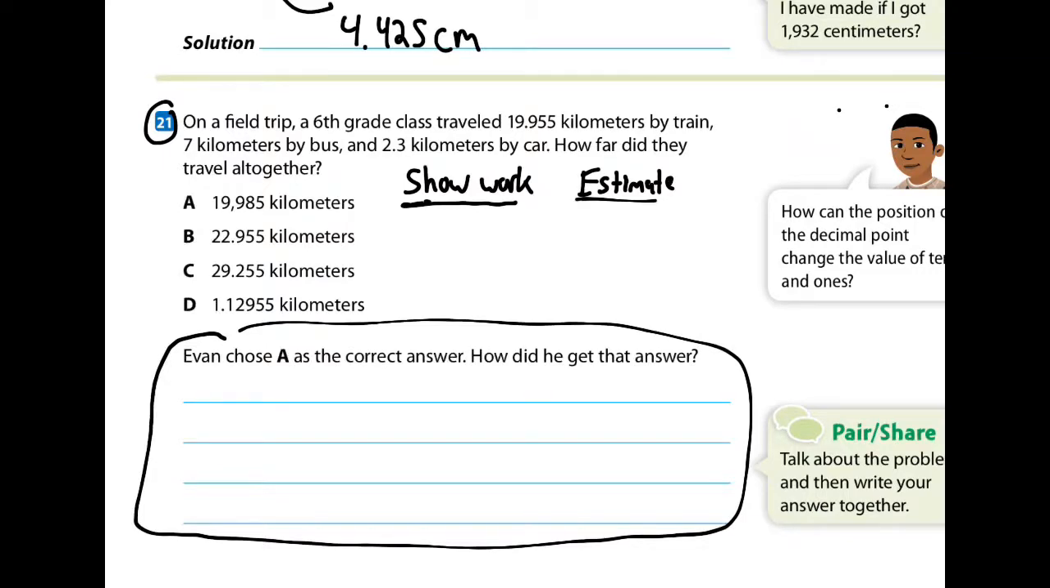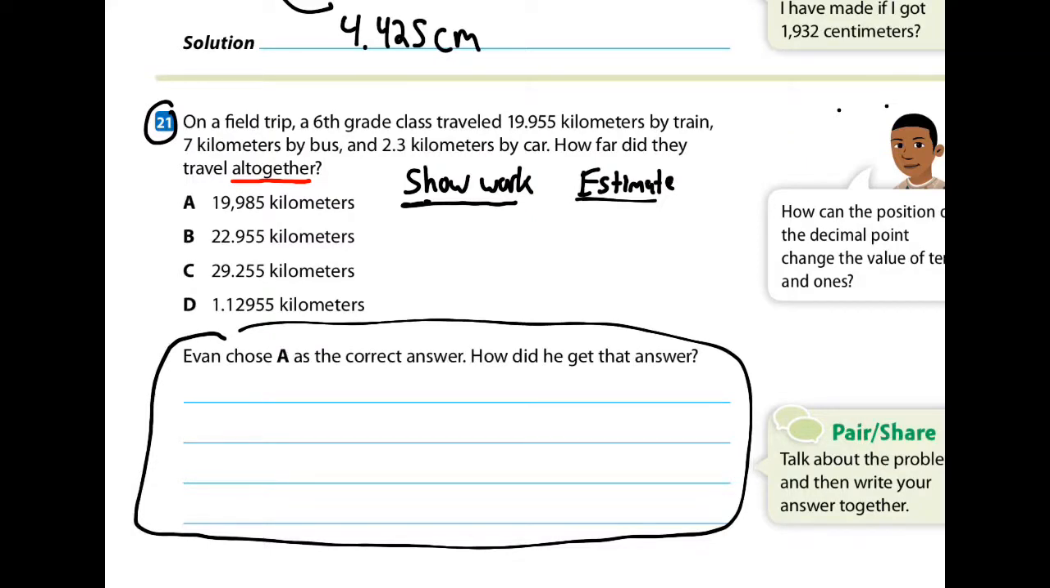All right, let's see how you did. So in 21, it says, on a field trip, a 6th grade class traveled 19.955 kilometers by train, 7 kilometers by bus, and 2.3 kilometers by car. How far did they travel all together? Well, all together is one of those keywords, which means add everything all up.